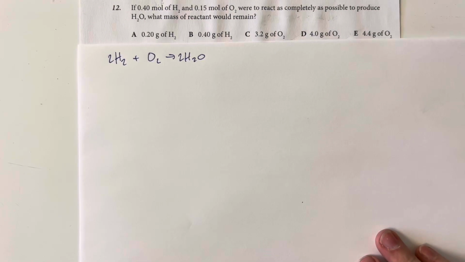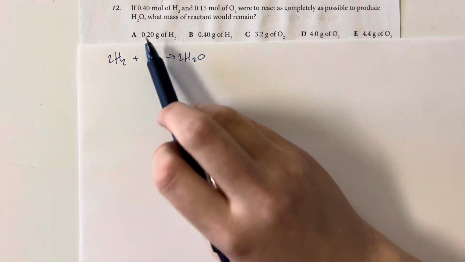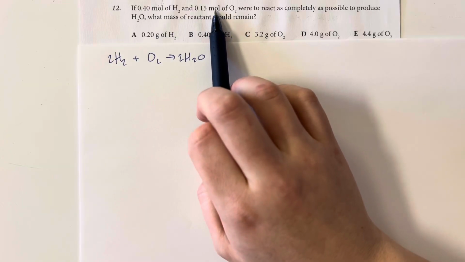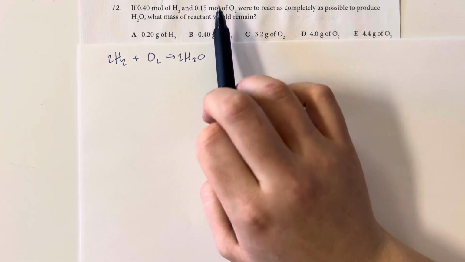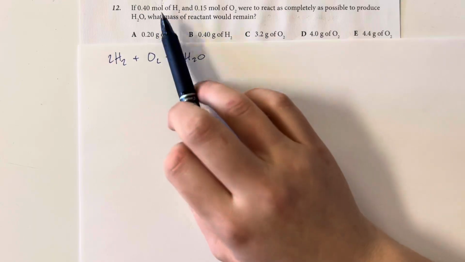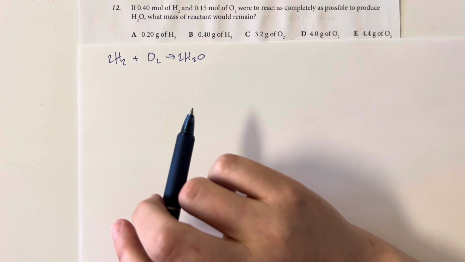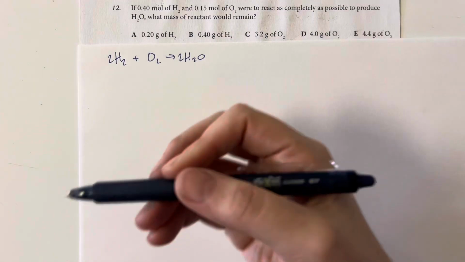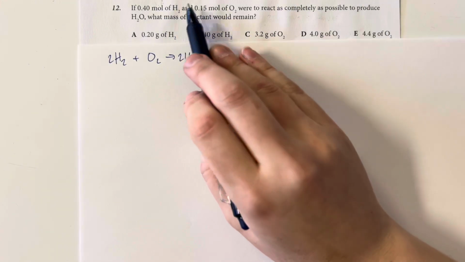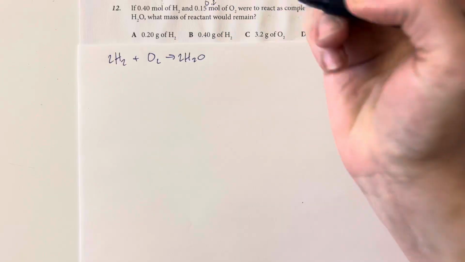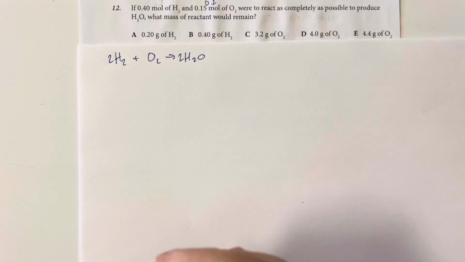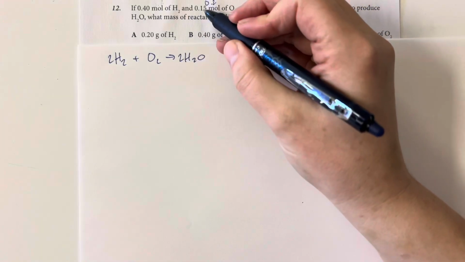We are looking for the mass of the reactant that is going to remain, which means that we are going to have to figure out who the limiting reactant is. Now the ratio between hydrogen and oxygen is 2:1, so we can see that we do not have enough of the oxygen to react fully with the hydrogen. So we can go ahead and figure out how much we should have left over. So if this was to react fully, this would be 0.2. This is 0.15. So this is our limiting reactant here.